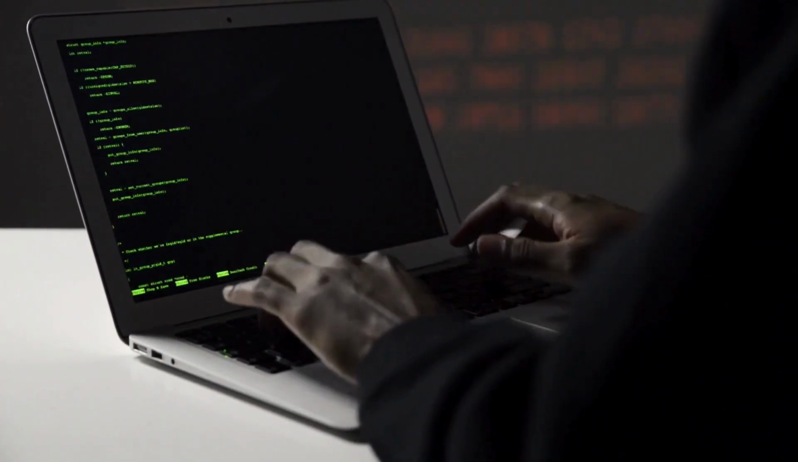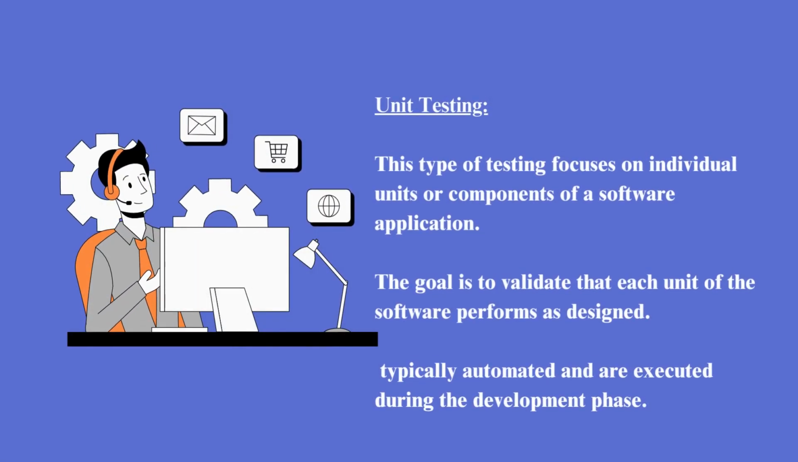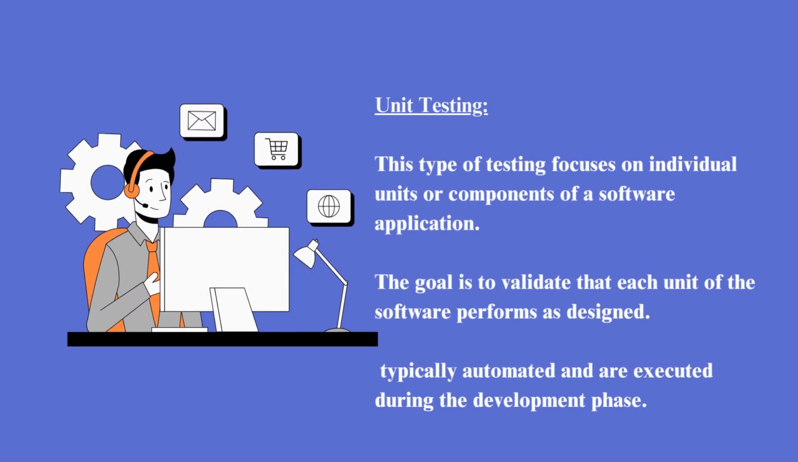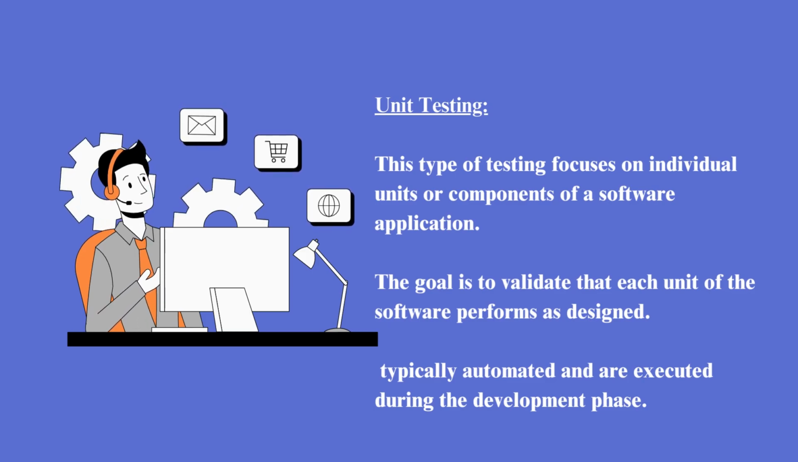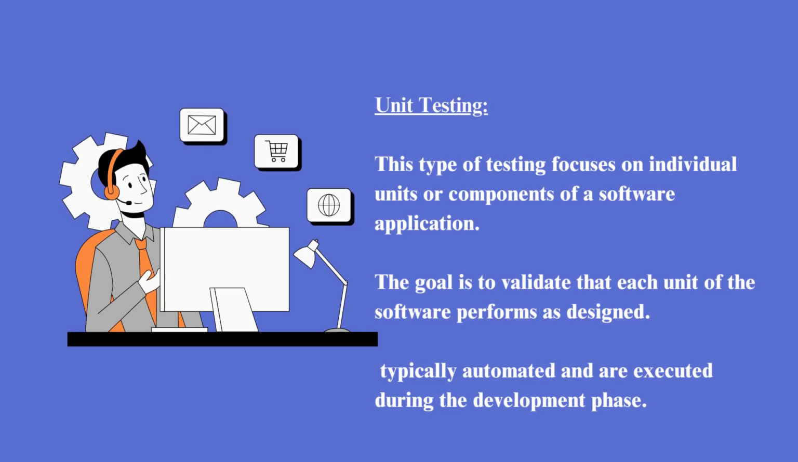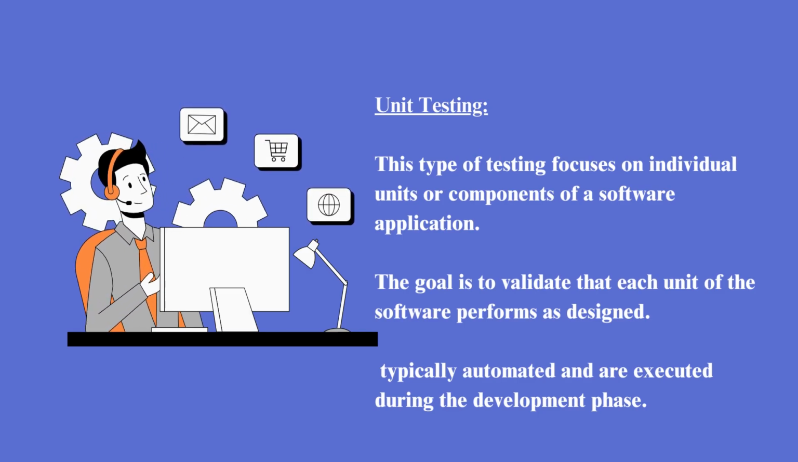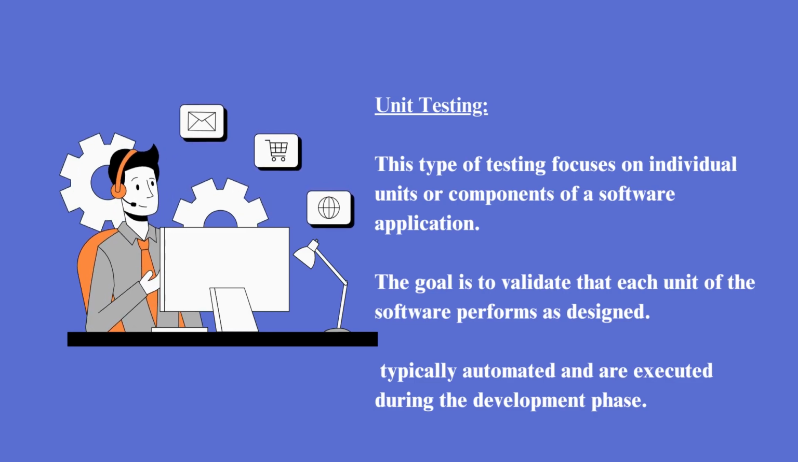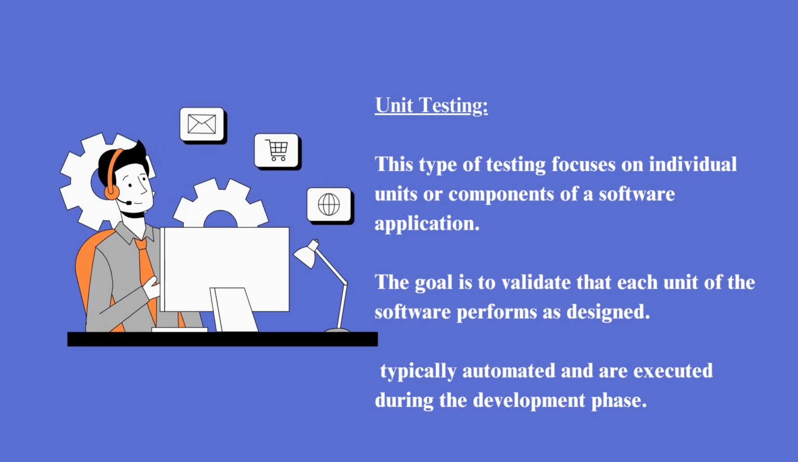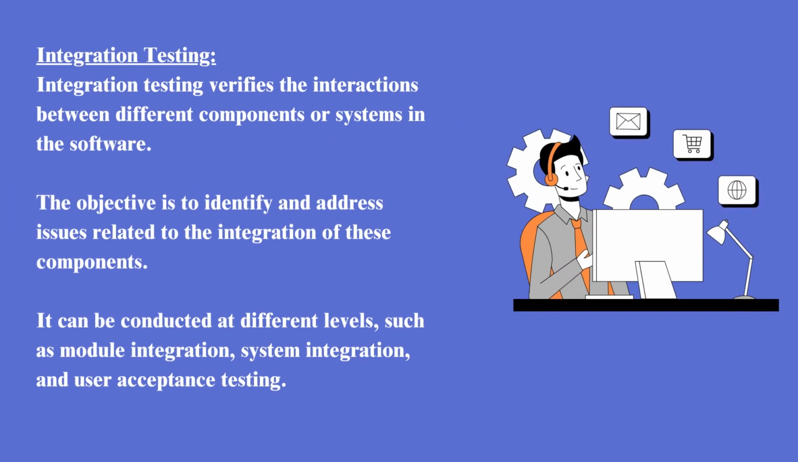Testing is a crucial phase in software engineering that ensures the quality, reliability, and functionality of a software product. There are several types of testing, each serving a specific purpose in the software development life cycle. Here are some common types of testing in software engineering. Unit testing. This type of testing focuses on individual units or components of a software application. The goal is to validate that each unit of the software performs as designed. Unit tests are typically automated and are executed during the development phase.